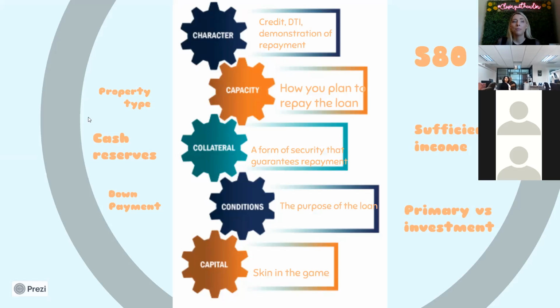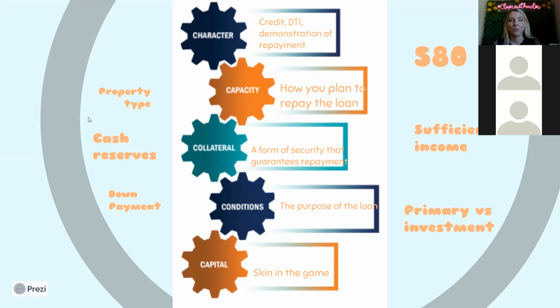So number 1, character. We need to show demonstration of repayment, and that is going to be credit scores. Capacity: how will you repay that loan? Do you have a job that seems steady enough that we can show the ability to repay? And then we have our collateral, which is our form of security that guarantees the payment. That is what the bank is taking as collateral, so that if that person does not pay their mortgage, the bank would be able to sell that property.